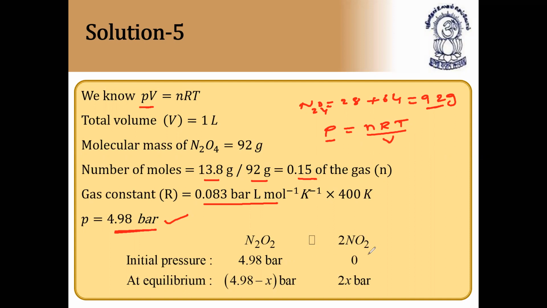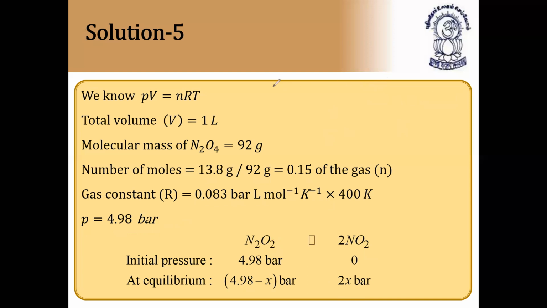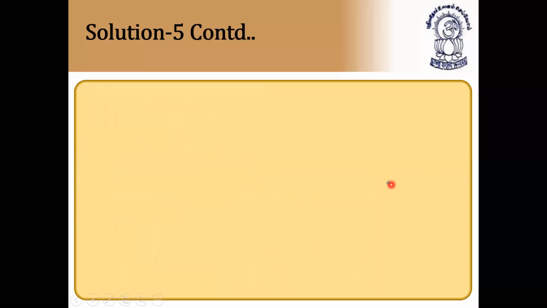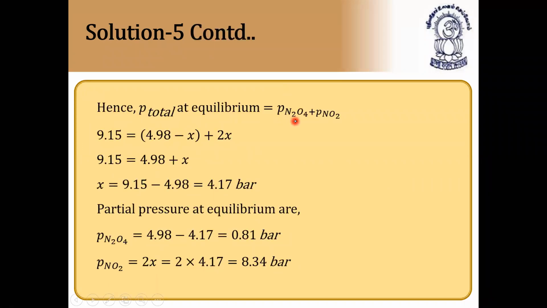Initial pressure of N2O4 is 4.98 and NO2 has zero pressure. N2O4 gives rise to 2NO2, so 4.98 minus X bar for N2O4 and 2X bar for NO2, because 2 moles of this are formed. So first we'll find the degree of dissociation, that is X. Then we can find Kp and then Kc. Hence total pressure at equilibrium is equal to partial pressure of N2O4 plus partial pressure of NO2, and total pressure is given as 9.15. So we can say 4.98 minus X plus 2X is equal to 9.15. From this we can find the X value, that is the degree of dissociation.